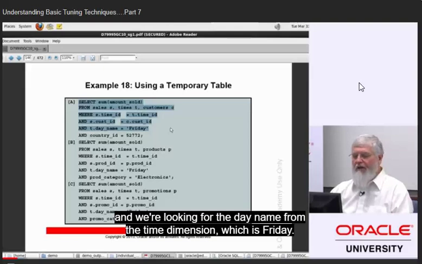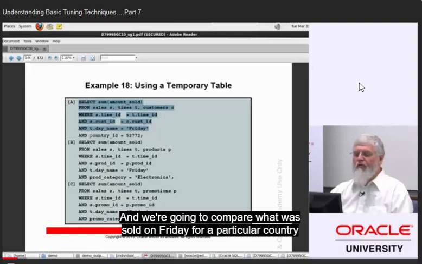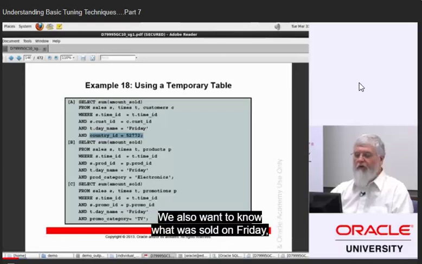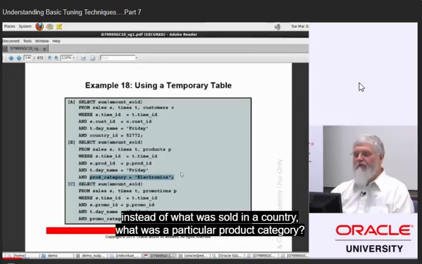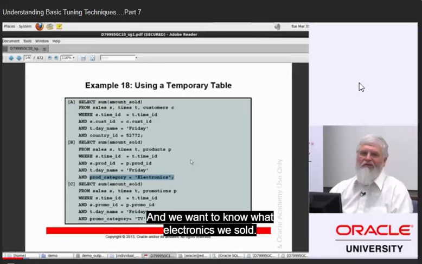We also want to know what was sold on Friday, because this is basically the same part of the query that was in the example above, but now we've changed, instead of what was sold in a country, to a particular product category. We want to know what electronics we sold. And also we're looking at promotions with the same initial query.